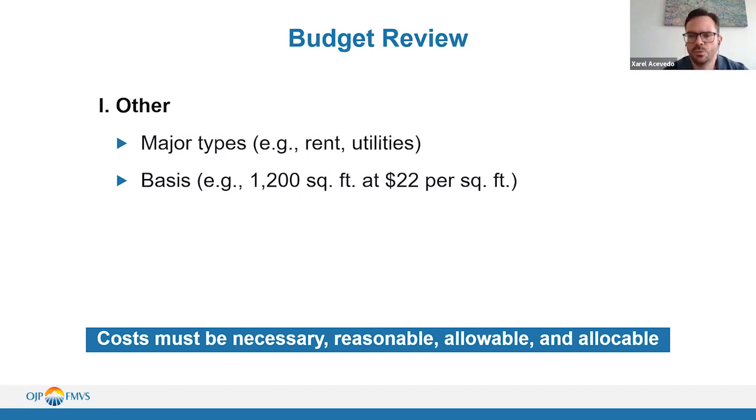And okay, and if you have an allocation basis, present it. Okay. For example, if you're renting and the price is, like we say here, $22 per square feet, then say that. Okay, multiply 22 by 1200 and actually show the actual amount.